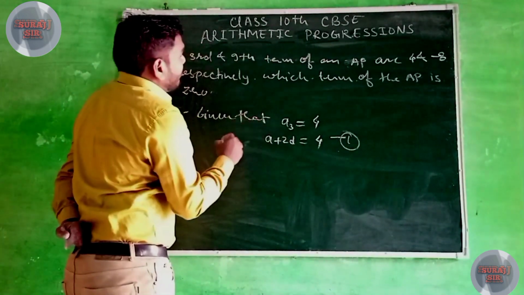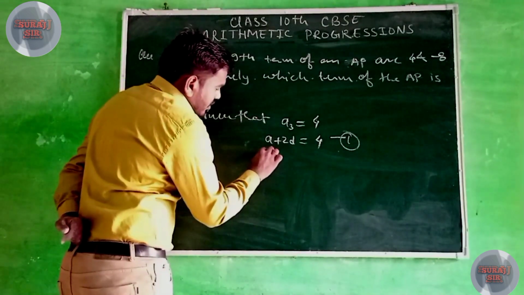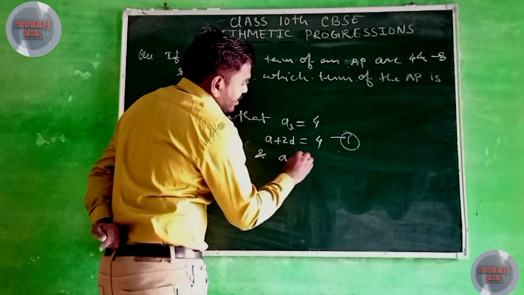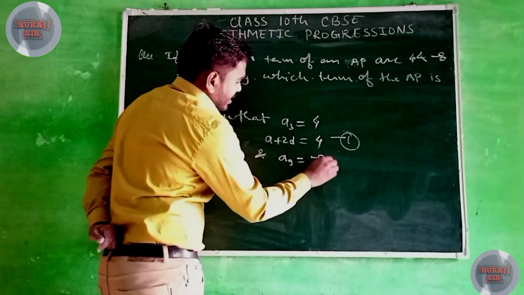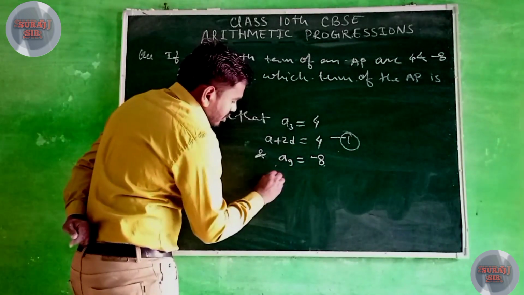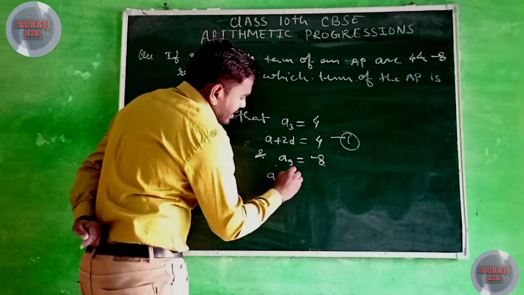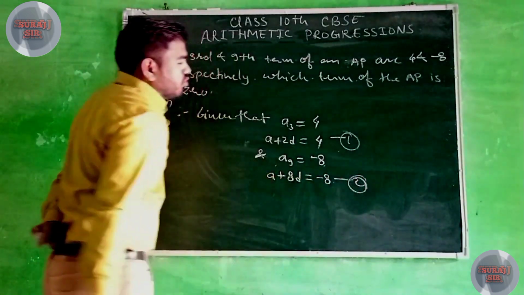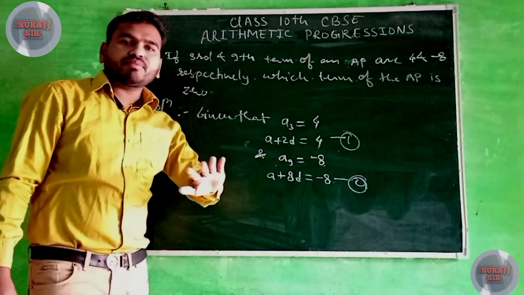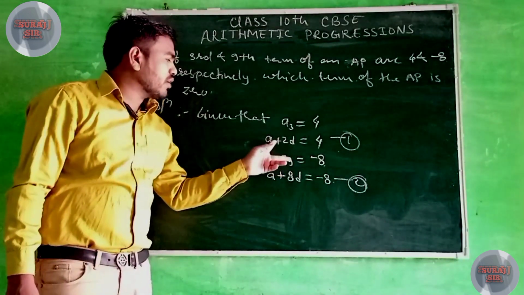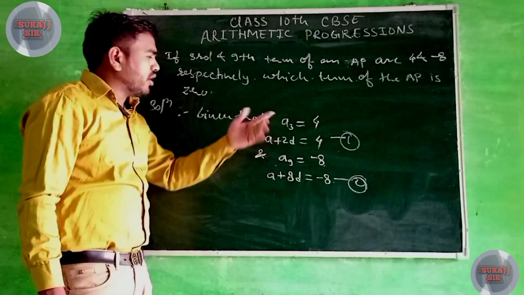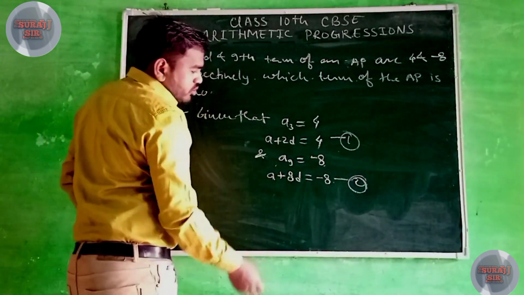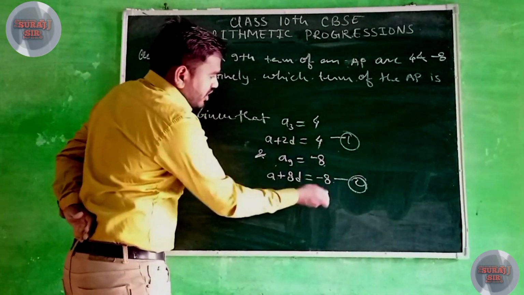Second one, ninth term A9 is equal to -8 is given. So A9 can also be represented as A plus 8D is equal to -8. Let this be equation number 2. Two equations, two unknowns, A and D. We can easily calculate the values of A and D by using any method, whether substitution method or elimination. So just solve these two equations.